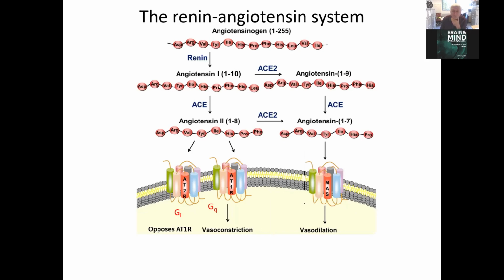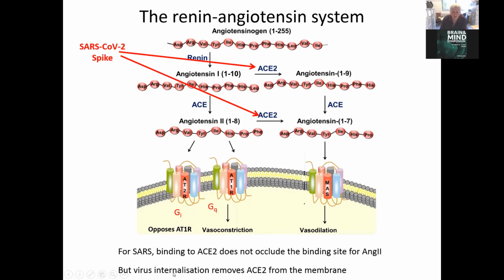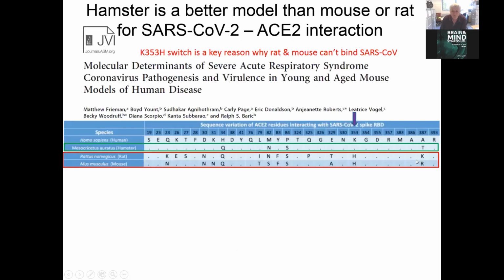But now it's known that these peptides can be converted by angiotensin converting enzyme 2 into another peptide, which can act on the so-called MAS receptor to cause dilation. So when the virus binds, it is thought, it doesn't occlude the binding site for these drugs, but it internalizes and removes the enzyme from the membrane. So you no longer make this angiotensin 1 to 7.